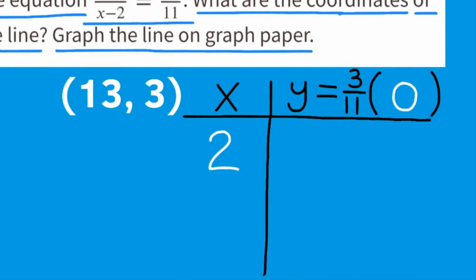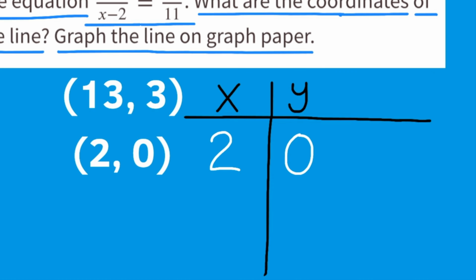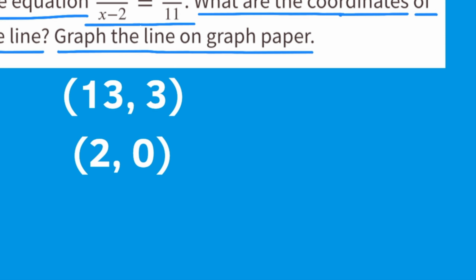And 2 minus 2 is 0. So 3/11 times 0 is also 0. For this equation, when the value for x is 2, the value for y will be 0. Now we have our second set of ordered pairs. The x value is 2 and the y value is 0. We need at least 2 sets of ordered pairs to graph a line, and we have those sets, so let's start graphing.